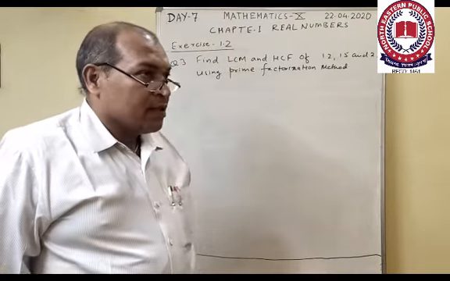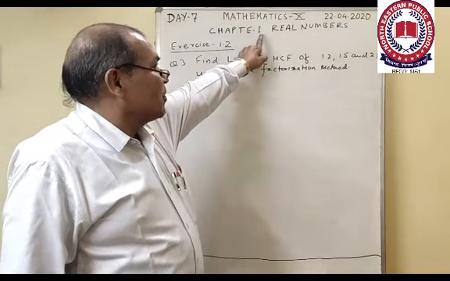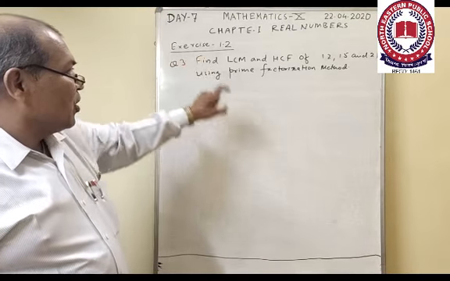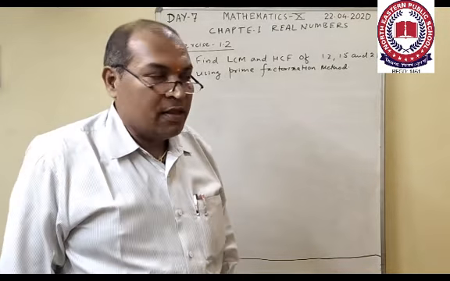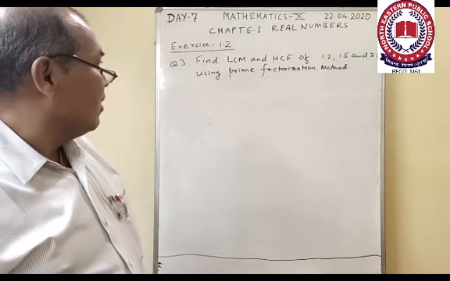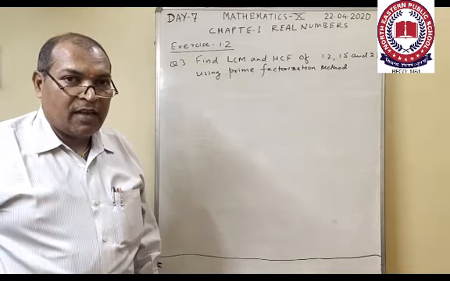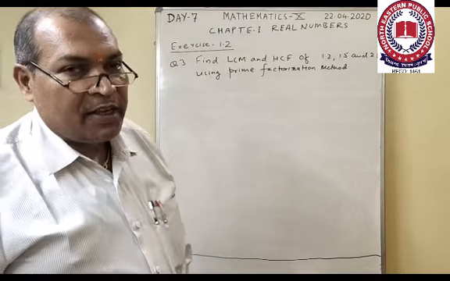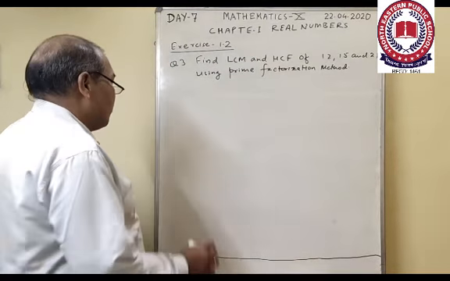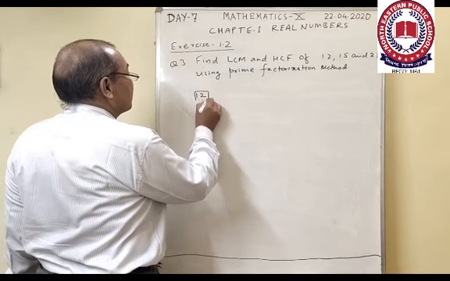Today I am going to discuss exercise 1.2 from the first chapter, that is real numbers. This question is: find the LCM and HCF of 12, 15 and 21 using the prime factorization method. As I told you last time, we learned how to find the prime factorization of a given positive integer. So first I am taking the prime factorizations of these three numbers.